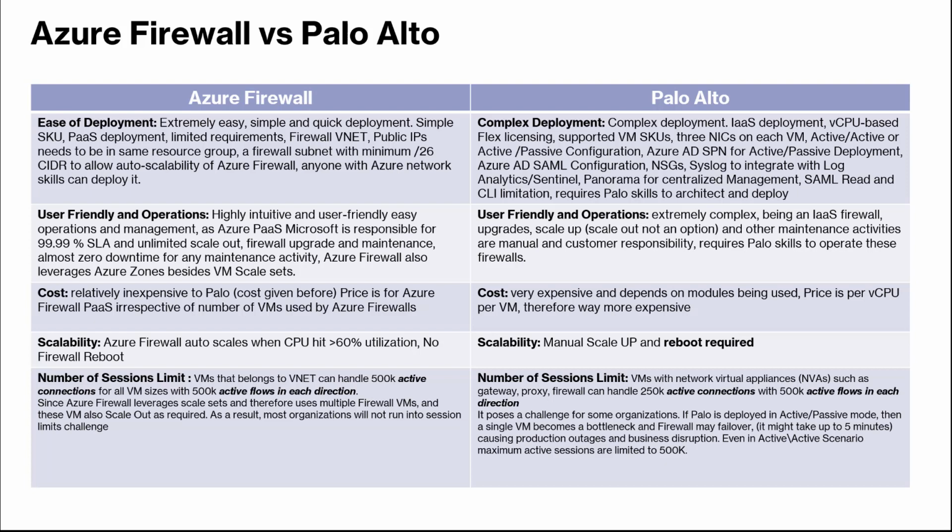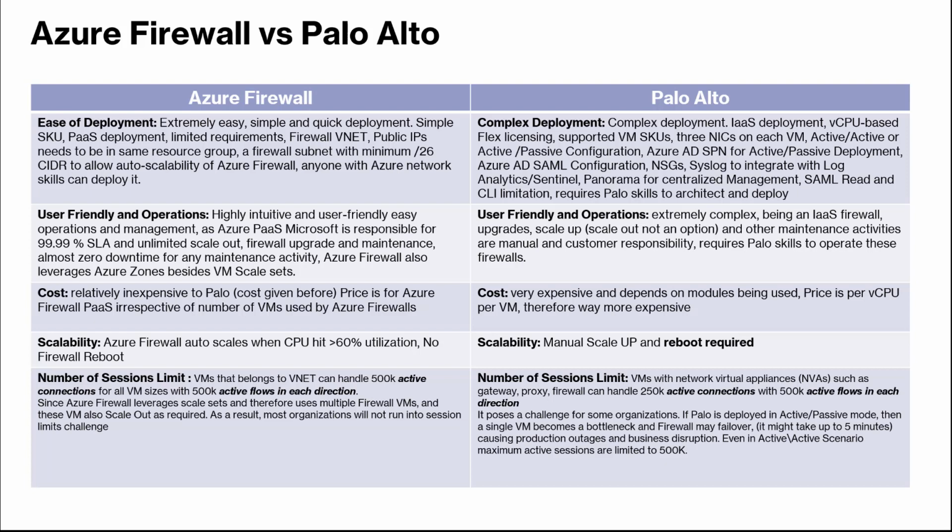On the other hand, if you go to the Palo Alto side, that becomes very complex because now it's infrastructure as a service. You are responsible for managing, operating, high availability, maintenance, right? So from this perspective, it is complex. As I said, you need a Palo engineer who can handle it. For upgrading, scaling up is the only option. And when you scale up a SKU, it needs a reboot, right?